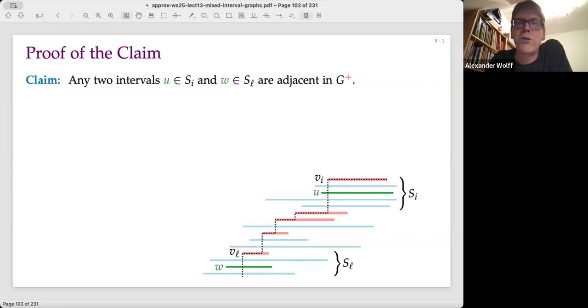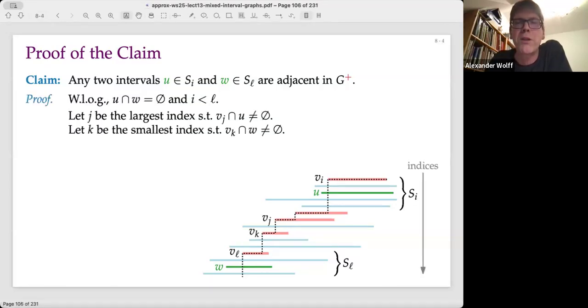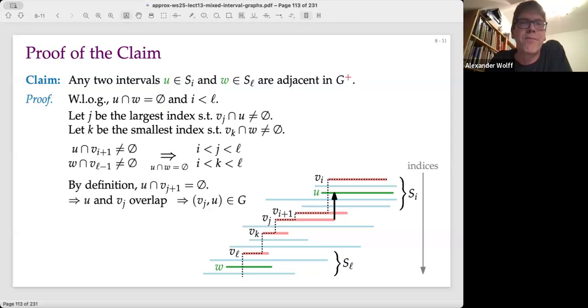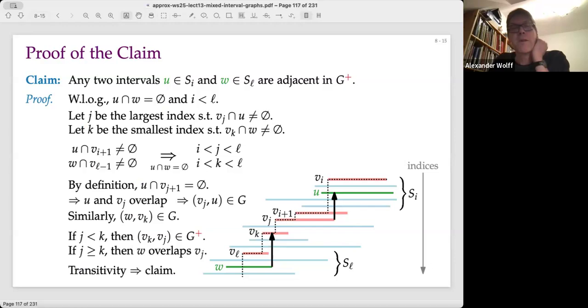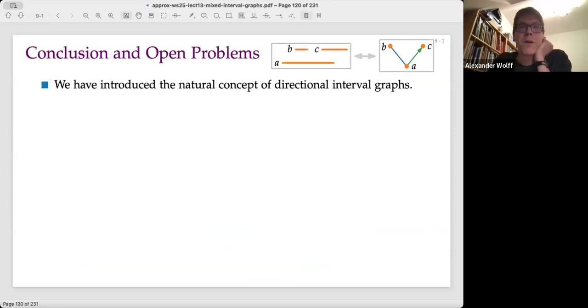Then let me jump over this. It's a little technical proof, nothing too special. This is just one slide. And basically, in the end, transitivity gives you the claim. Okay, good. So now I've shown you an optimal coloring algorithm.